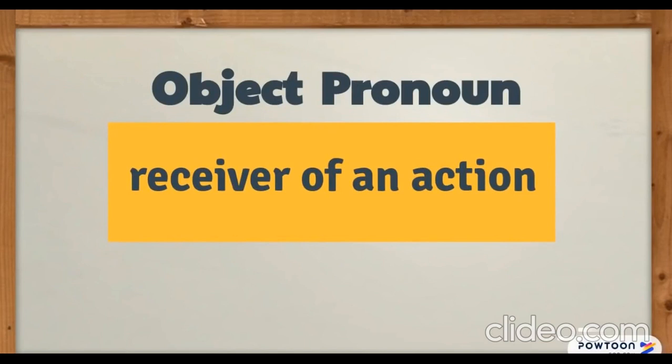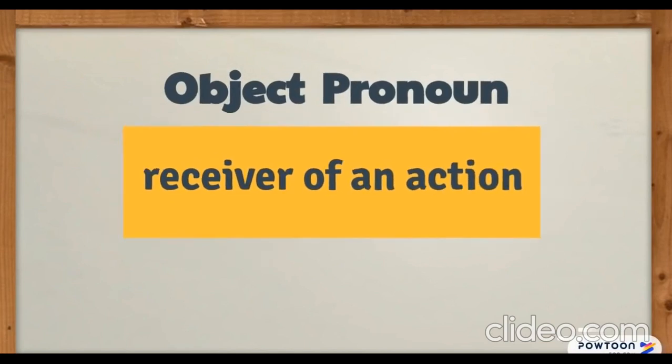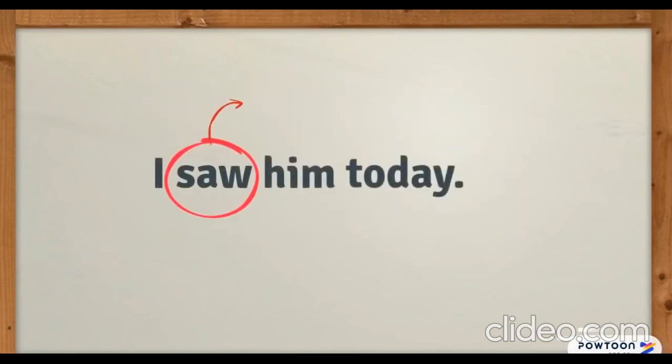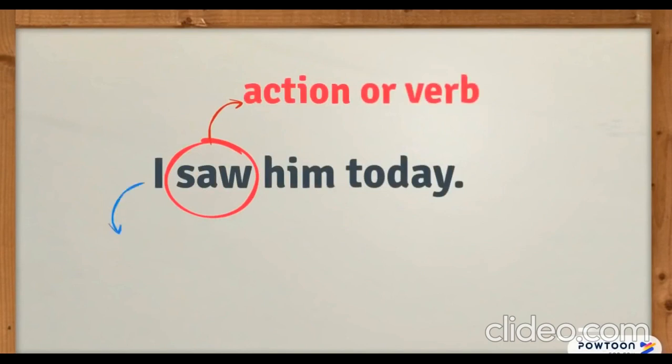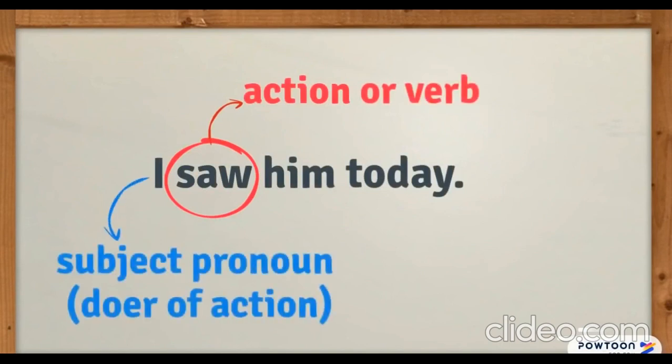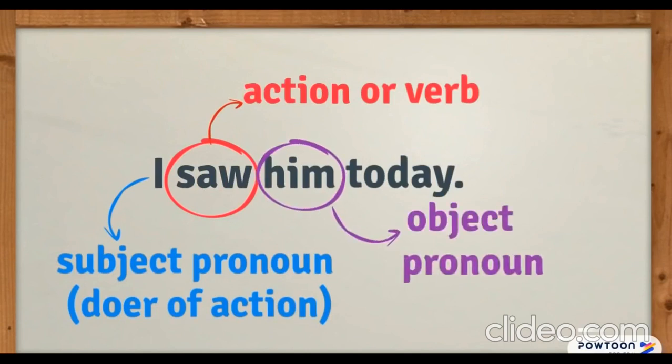إذن الأوبجكت هو المفعول به receiver of an action. I saw him today. حكينا I subject doer of action، زدت الـ ER حتى أبين أنه لقام بالverb. So هو الaction والverb وهم الobject pronoun.